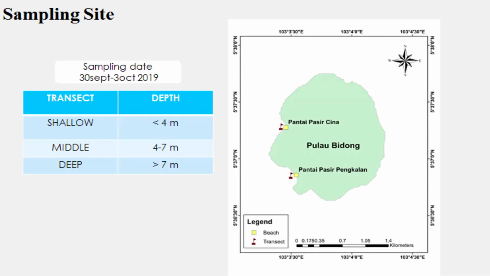This is my study area, Pulau Bidong, with two different sites at Pantai Pasir Cina and Pantai Pasir Pegalan. The sampling dates are from 30 September to 3 October 2019. We have 3 transects at different depths. The first is shallow, less than 4 meters, the middle depth is 4 to 7 meters, and the deep is more than 7 meters.